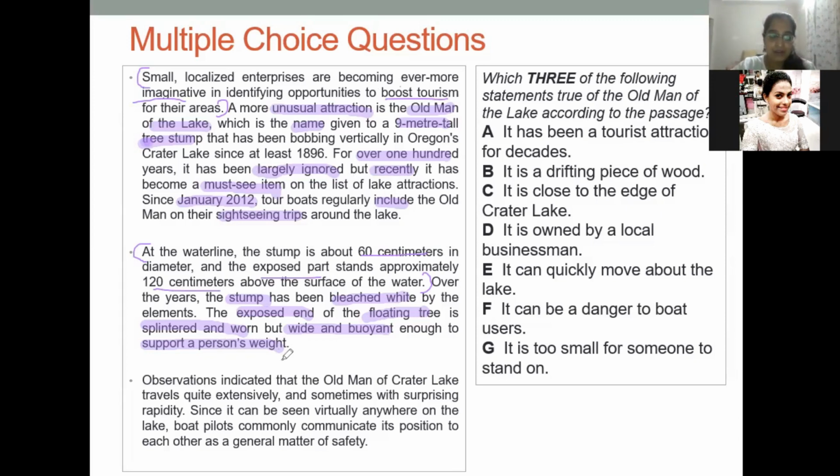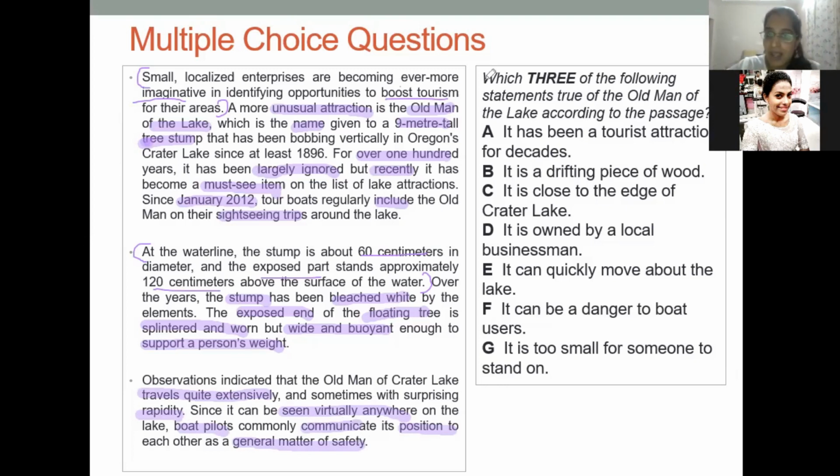Finally, the last paragraph. "Observations indicate that Old Man of Crater Lake travels extensively, sometimes with surprising rapidity," which means it travels a lot. It's not stuck. That tree stump moves around in the lake and sometimes really fast. Seen virtually anywhere. Boat pilots communicate position, general matter of safety. So just to be safe, because it moves around in the lake and is not stuck, boat pilots communicate so that people who are boating are safe.